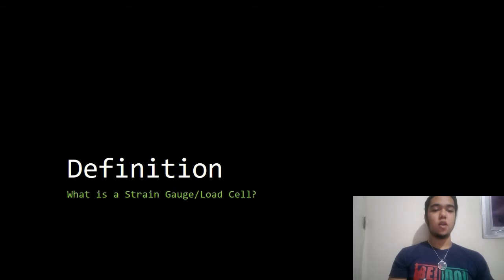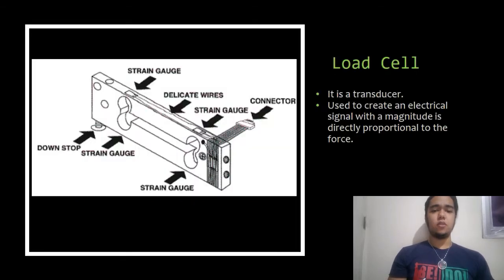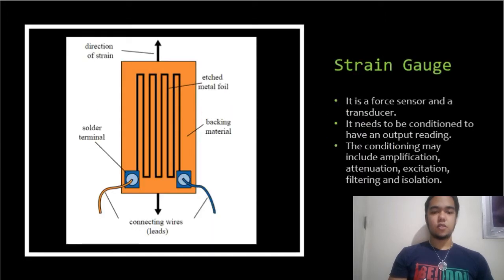Definition: what is a strain gauge or load cell? A load cell is a transducer which is used to create an electrical signal with a magnitude that is directly proportional to the force. Strain gauge. It is a force sensor and a transducer. It needs to be conditioned to have an output reading. The conditioning may include amplification, attenuation, excitation, filtering, and isolation.